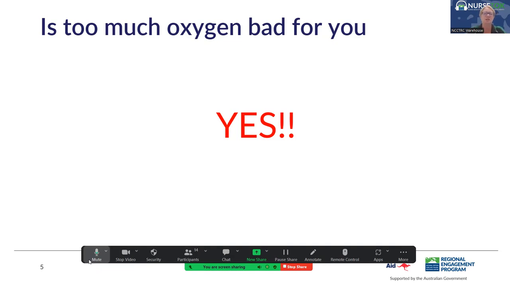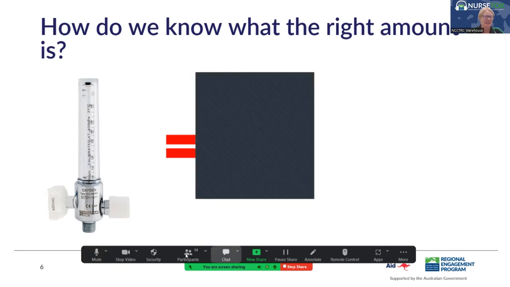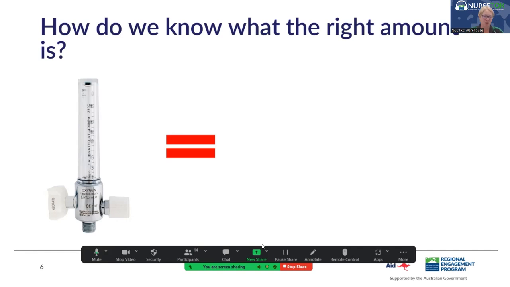Right. So one of the questions we ask ourselves as health people is, well, how do we know what the right amount of oxygen is? And it's really hard to know how much oxygen is the right amount of oxygen, isn't it? Because we can't see what's happening inside the lungs. So what we tend to do is we titrate the oxygen so we get good saturation levels.